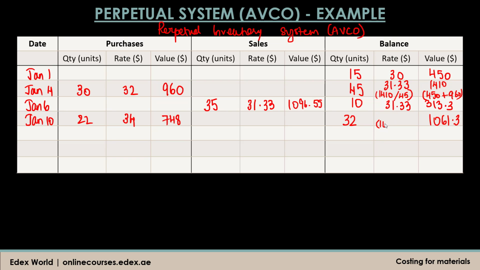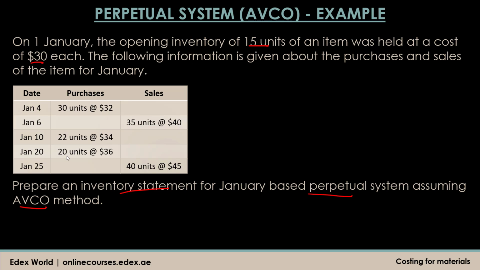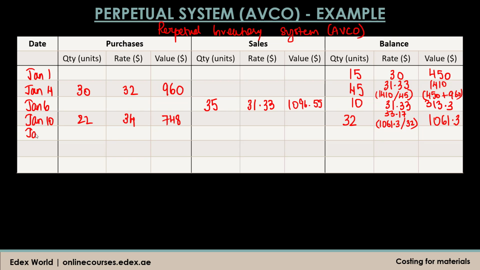Using this, now we will have to arrive at the average rate. So 1061.3 divided by 32 units. The average rate that we get is 33.17. This rate will be important in future until we receive a new batch. And I think we receive a new batch after this again. Yes, Jan 20, 20 units at $36, 720.